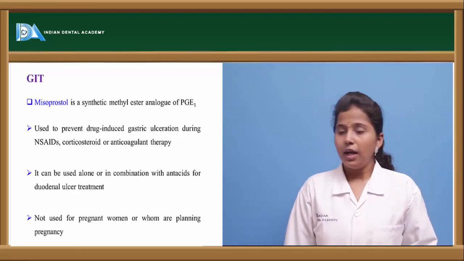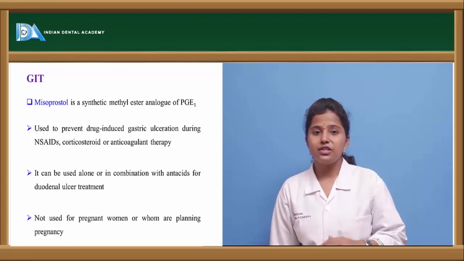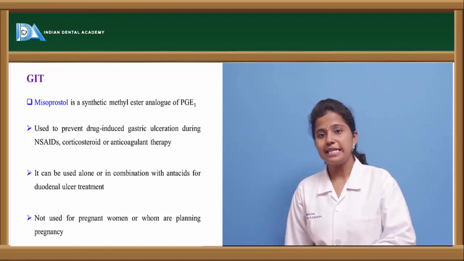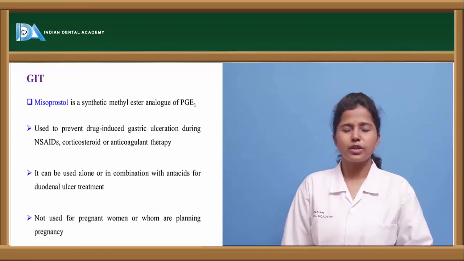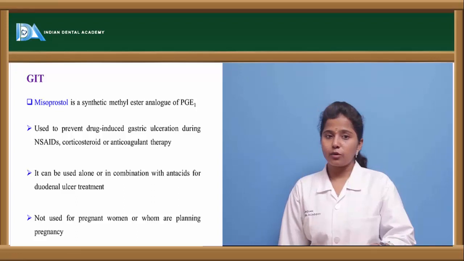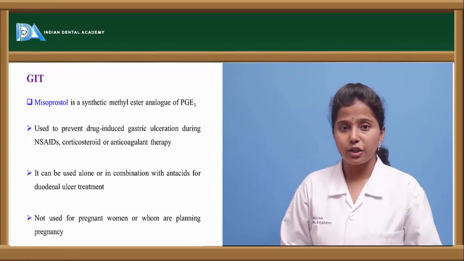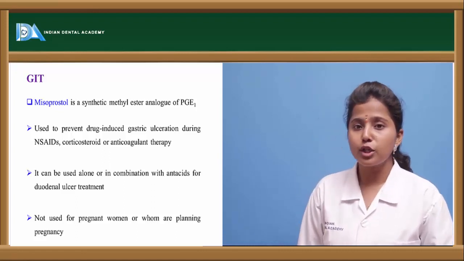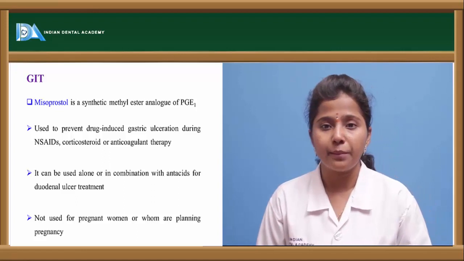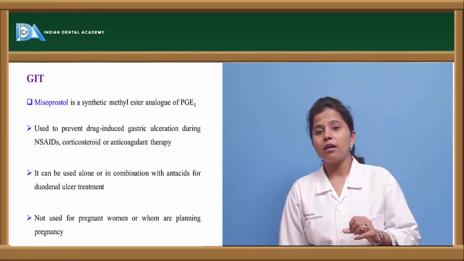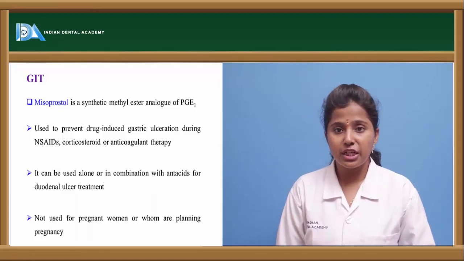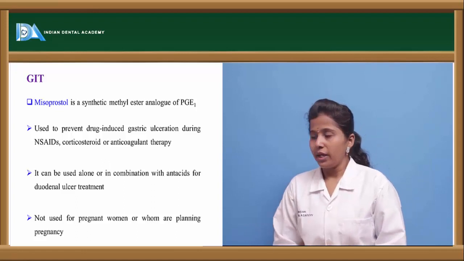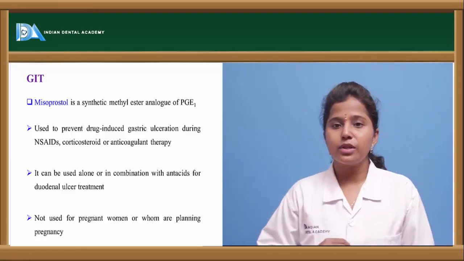Let us see the actions of these prostaglandins in the GIT. We have observed GIT smooth muscle. Now we will see the GIT secretions also. As I told you, prostaglandins cause GIT secretion. So what are the uses of these prostaglandins in the GIT? Misoprostol contains PGE1. Dinoprostone is a marketed formulation which contains PGE2, whereas misoprostol is a marketed formulation which contains PGE1. It is used to prevent drug-induced acid ulceration.